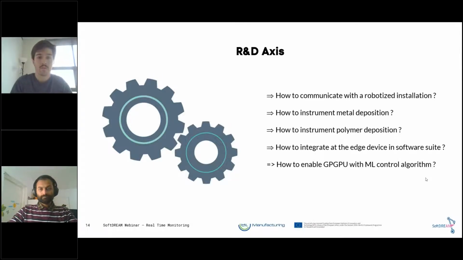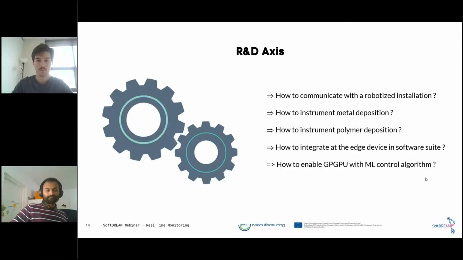Great. So right now I will present you some research and development axes we have been working on during this year of the project to answer all the points that Emil presented before. So at the end, I hope you will have some data to answer the following questions. For the first one, how to communicate with a robotized installation, because as you have seen, it's one of the main aspects of the communication between our API and services and the robot cells.